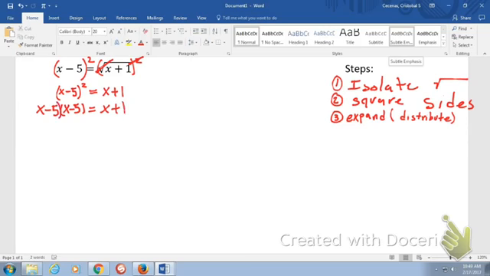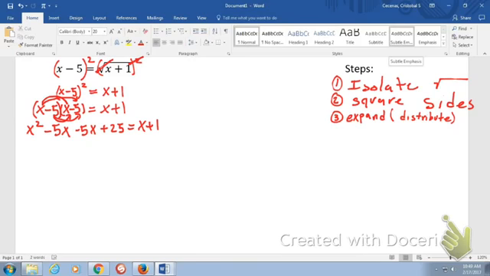And this idea of expanding it means distributing. So we're going to multiply this times this. X times x, basically we get x squared. And then x times negative 5, we get negative 5x. And then we do this number times x. So negative 5 times x, we get negative 5x. And then negative 5 times negative 5, we get a positive 25. And all of that is still equal to x plus 1.